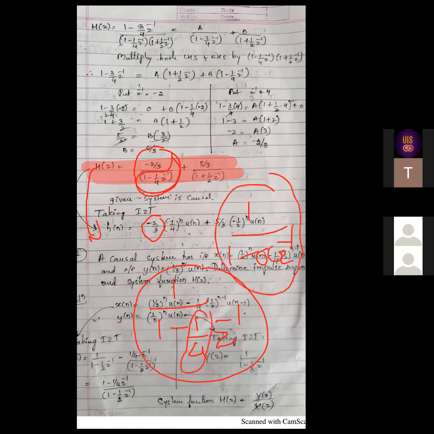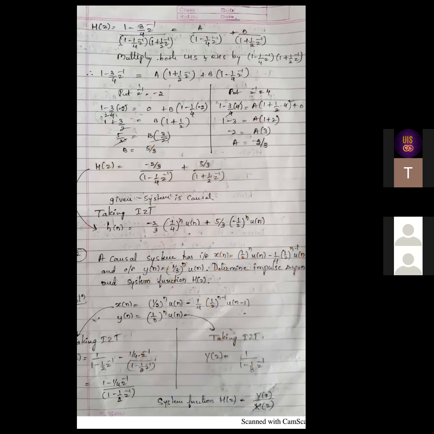For this, the input sequence is alpha raised to n. So what is alpha? 1 by 4. So 1 by 4 raised to n. And why have I used u of n only? Because in the question it is mentioned that the system is causal, a right-handed sequence outside the circle. That's why you have to multiply this with u of n. This is about the first bracket.